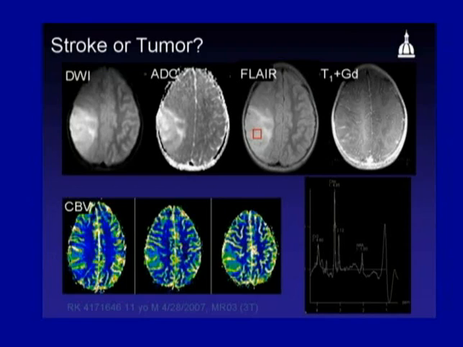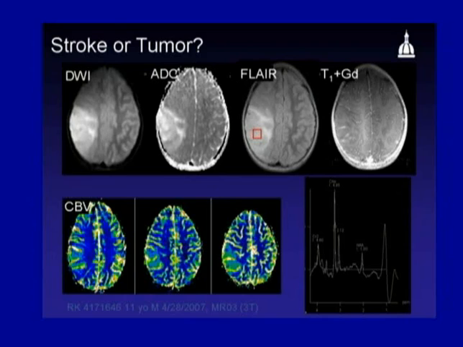Just a couple of examples from our own work. This is a patient we saw fairly recently, and the question here was: was this a stroke or a tumor? Bright on diffusion-weighted image, but mainly shine through, actually elevated ADC.